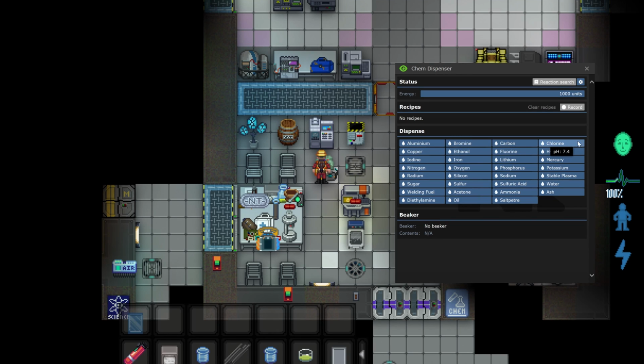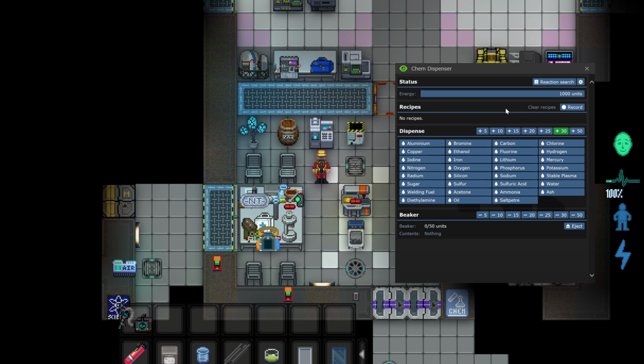So this is the chem dispenser. It provides usually the basic reagents, but when you upgrade it with a femto servo, it will also provide some more advanced ones that are acetone, ammonia, ash, diethylamine, and also the stable plasma that we created previously. And I want to use this chemical dispenser to make a synthetic flesh that we will later grind with this reagent grinder into the protein.